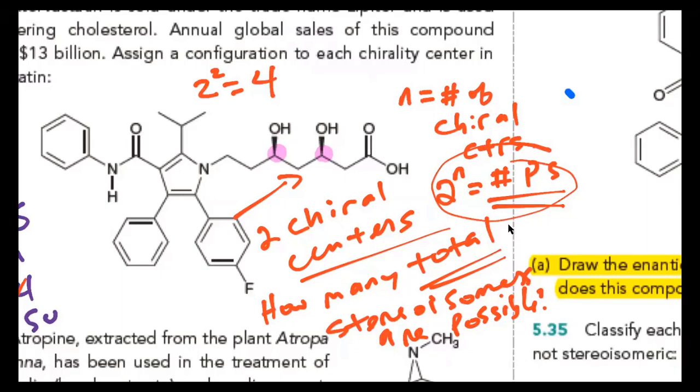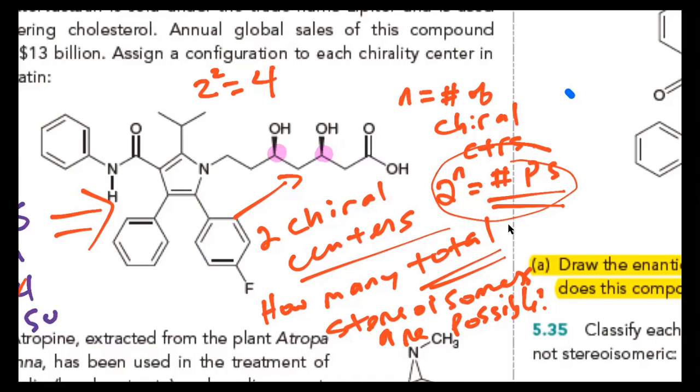This one shown here is only one of the 4. So what's one of the other 3 that's left? Of the 2 OHs, one will be a dash and one will be a wedge.